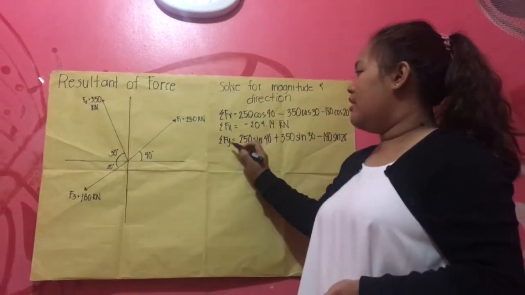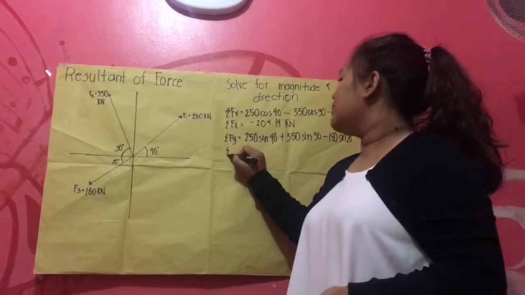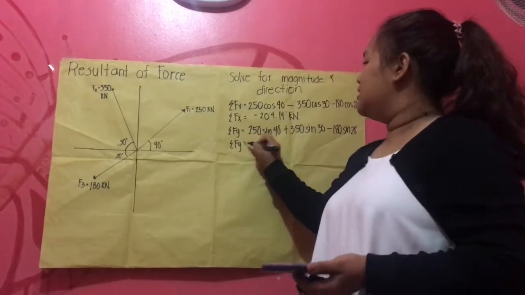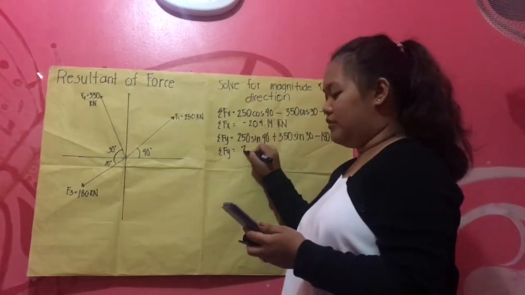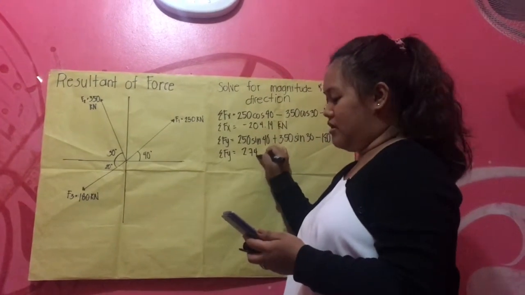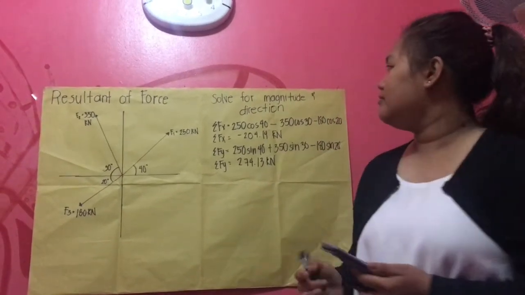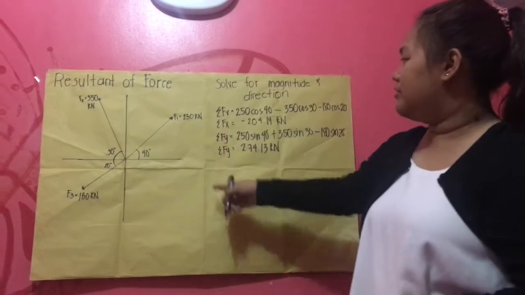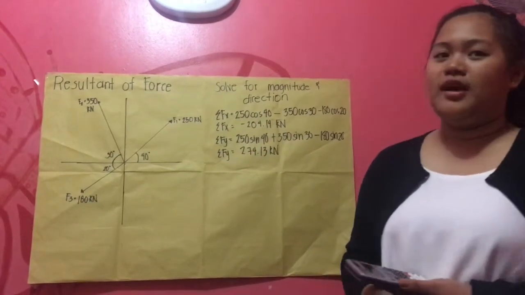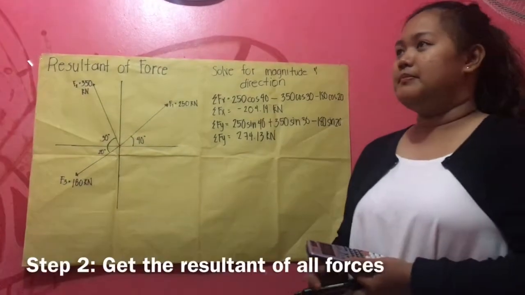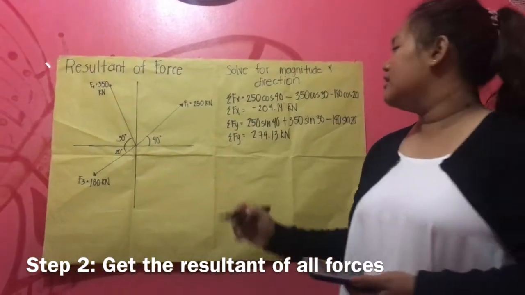After getting the forces along the y-axis, we sum all the forces. By summing up all the forces, we get positive 274.13 kilonewtons. So, the next thing to do after getting the summation of forces along x and y axis, step 2 is to get the resultant.